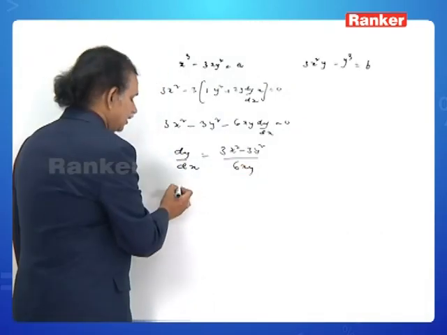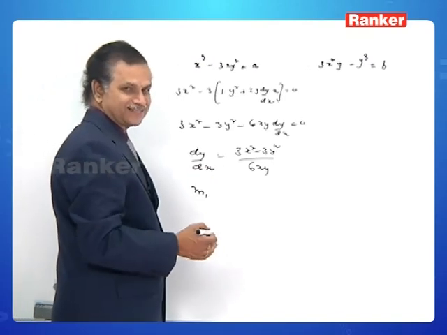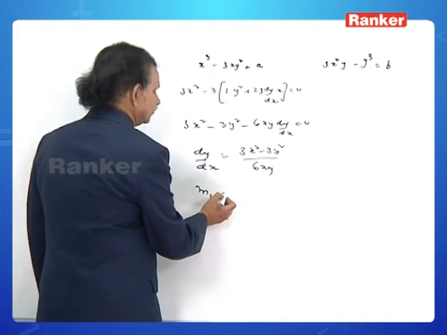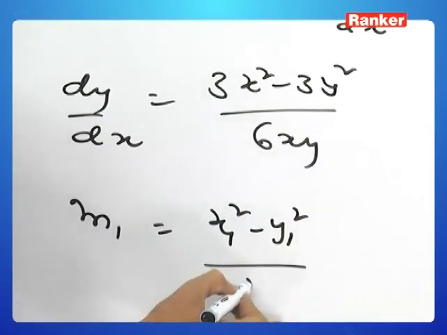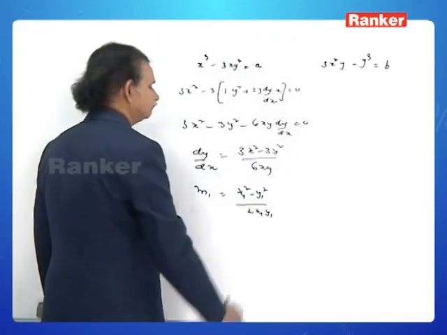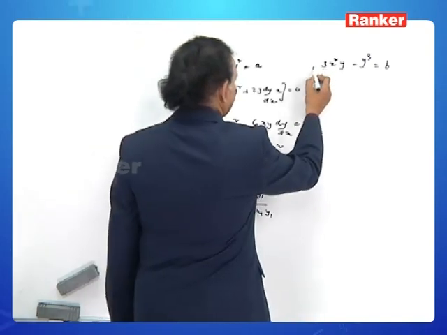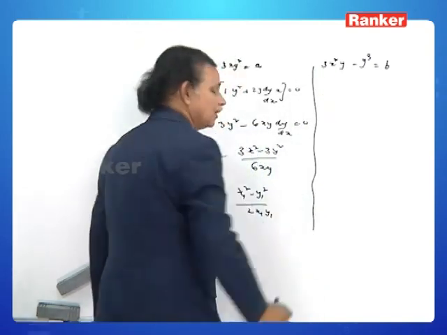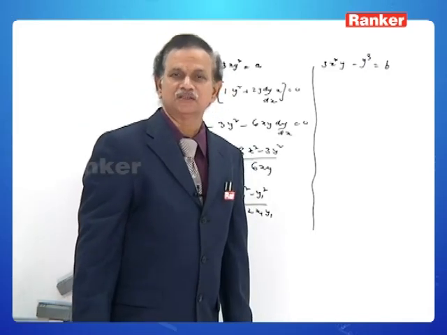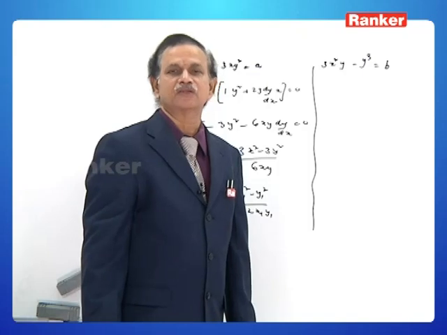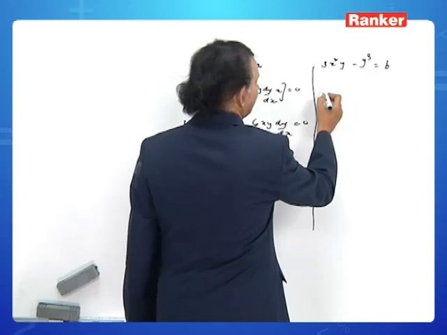That is, slope of the tangent at x1, y1 on the first curve, let me represent it with the symbol m1, is equal to x1 square minus y1 square by 2x1, y1. What is x1, y1? I am supposing that x1, y1 is one of the points of intersection of the two curves. Differentiate this with respect to x.